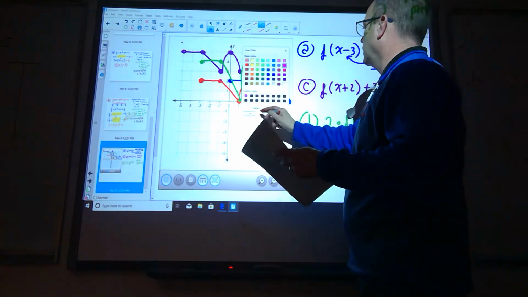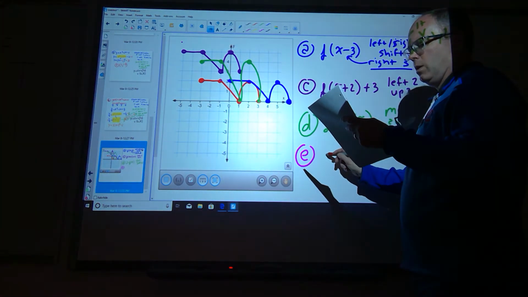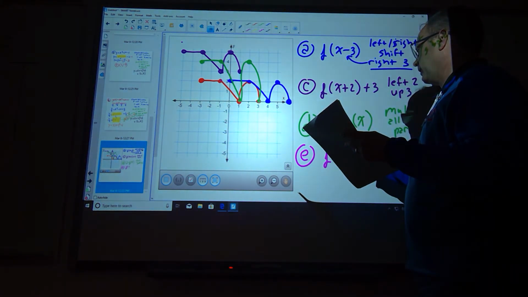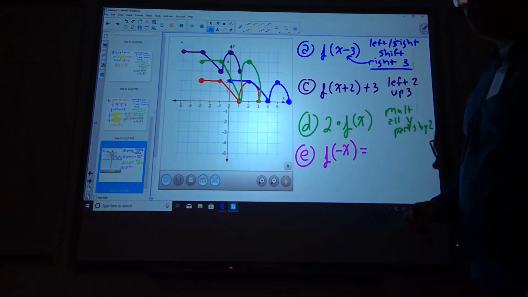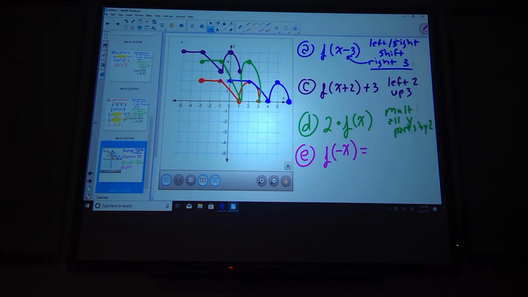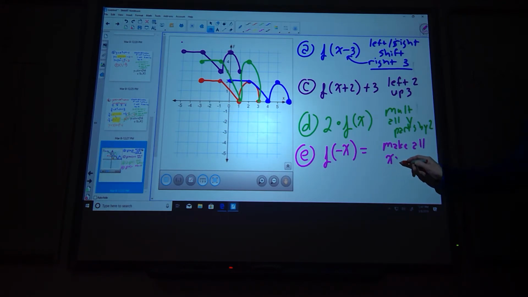Letter E. Okay. Letter E. We have f at negative x. So whatever x value I plug in, I'm going to do it in my head. What that's going to do is change the value of all of my x values. So make all x values negative.